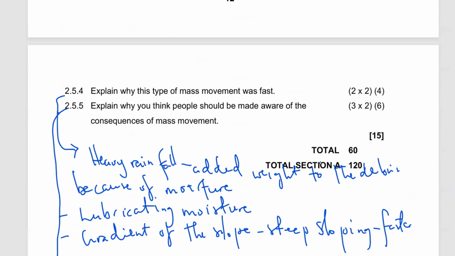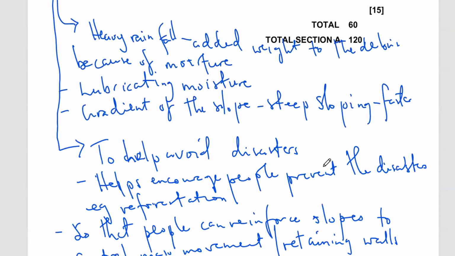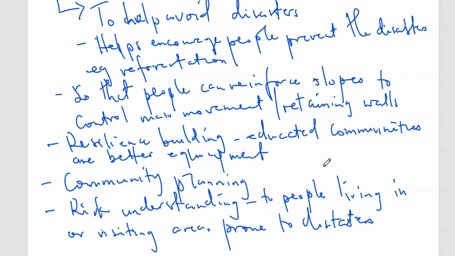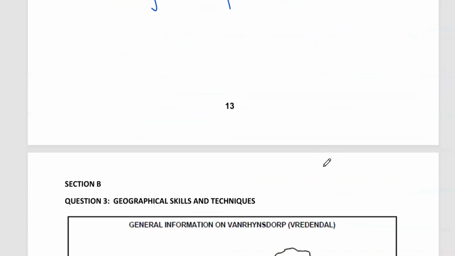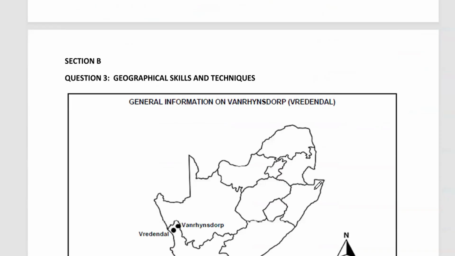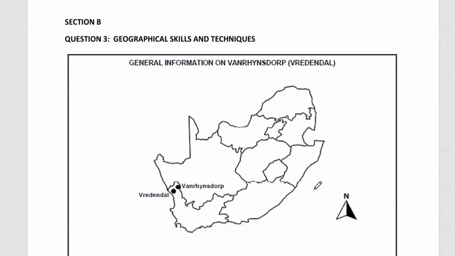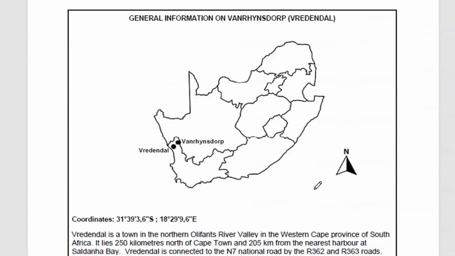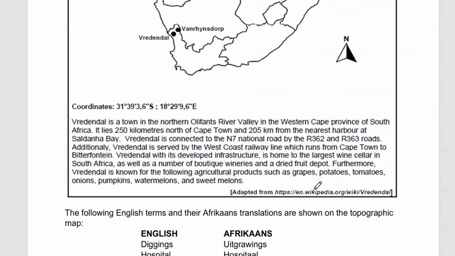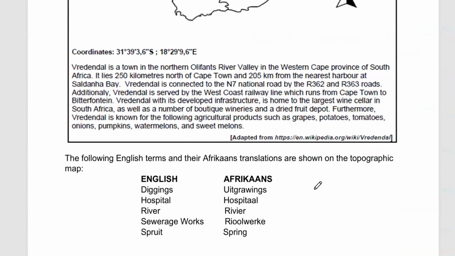That was the last question of the geomorphology or the theory section. Then we move on to our Memo question. The Memo question is based on the map of Franstrop, which is Vredendal. Right. That is map information. Vredendal is a town in northern Oliphant River Valley in Western Cape Province of South Africa. Wherever the information is there, you can read it through.